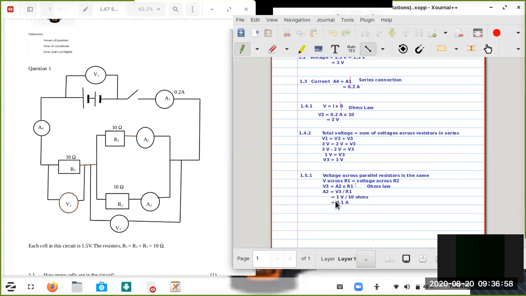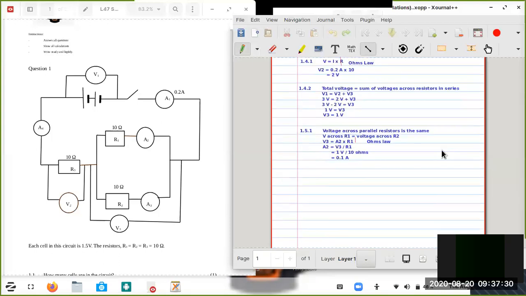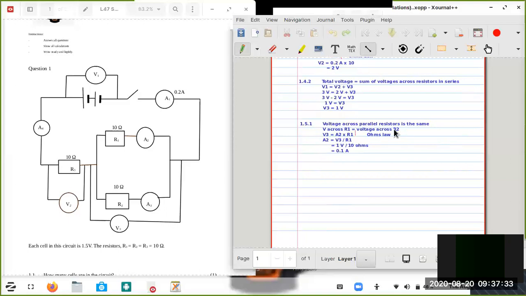So thereafter, I then substituted the voltage across resistor 1, which is V3. It's 1 volt. We calculated it on question 1.4.2, which is 1 volt divided by 10 ohms. So 1 divided by 10 is 0.1. This is now what? Current. So voltage divided by resistance is current. That's 0.1.